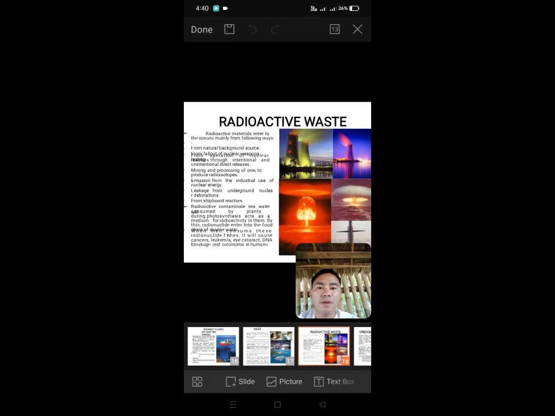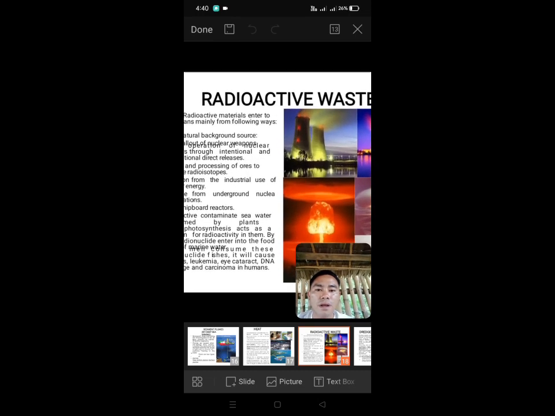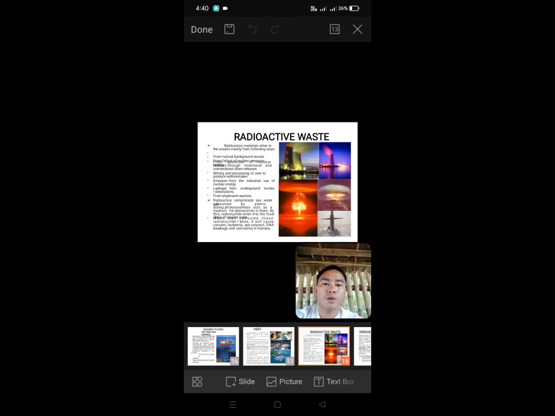By this, radionuclides enter into the food chain. When fish consuming these radionuclides are eaten, it can cause cancers, leukemia, eye cataracts, DNA breakage, and carcinoma in humans. Thank you.